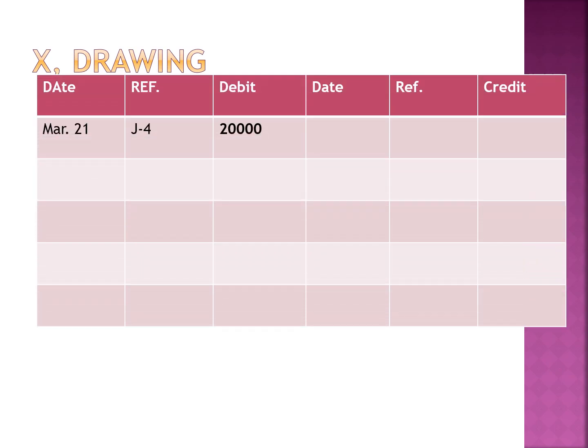X drawing. So only once was X drawing affected among our entries. That was March 21 when Portalejo withdrew 20,000. So it was debited. Therefore, we place the 20,000 also on the debit side. And the reference is from journal slide number 4.